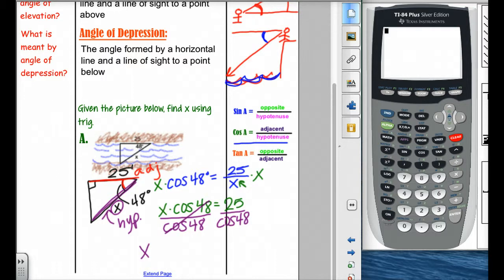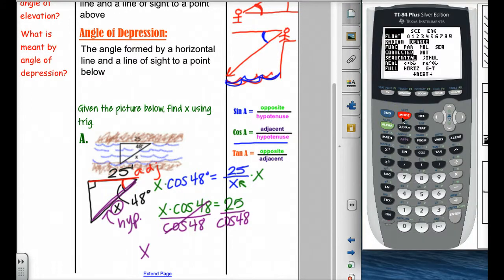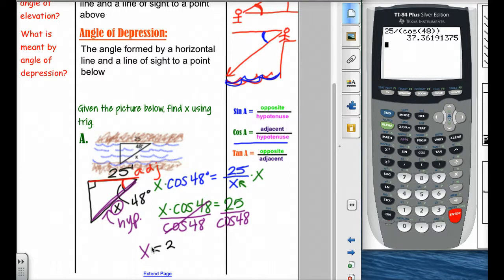Before I put it in the calculator, I want to make sure I'm in degree mode when I check my mode, so that's good. So I'm going to quit that. And now I can say 25 divided by, and I'm going to put in parentheses, the cosine of 48 degrees, and close off both my parentheses. I hit enter, and I get 37.3619375. So I'm going to say that this is equal to 37.4 feet. And that would be my solution.